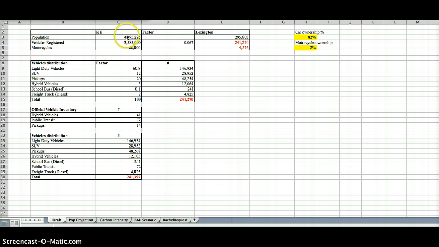So I took from the U.S. Census Bureau 2010 population data from Kentucky and from the vehicle register from the registration office of Kentucky. The ratio between people living in the state and the car ownership percentage, I apply this percentage to the people living in Lexington. Likewise, the motorcycle. So you can see that these values come from assuming this percentage of car ownership and motorcycle ownership.